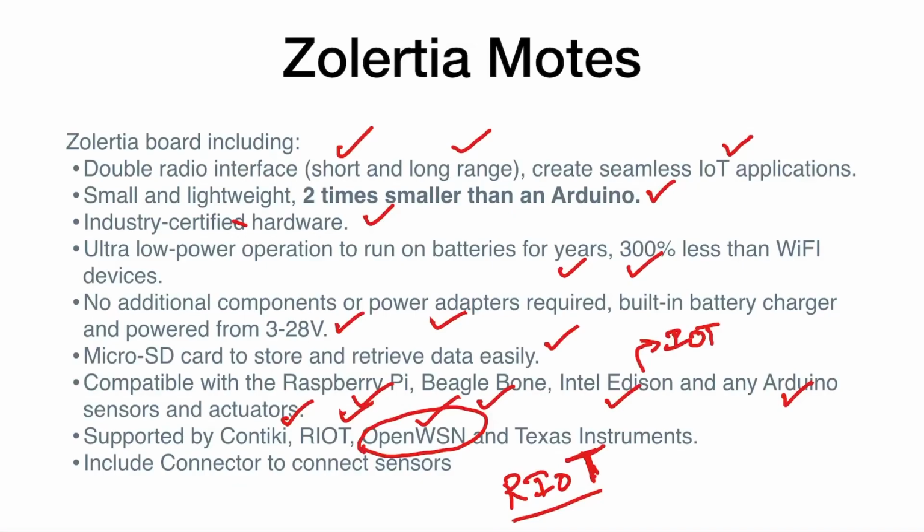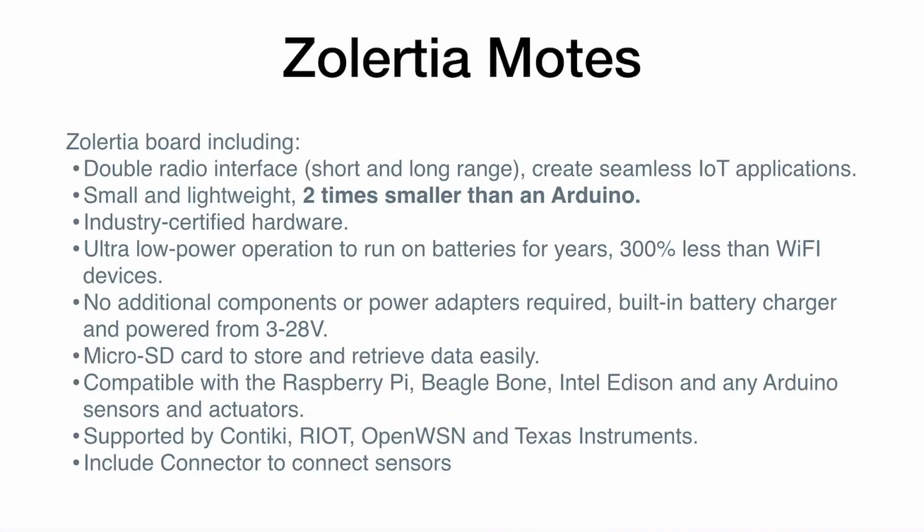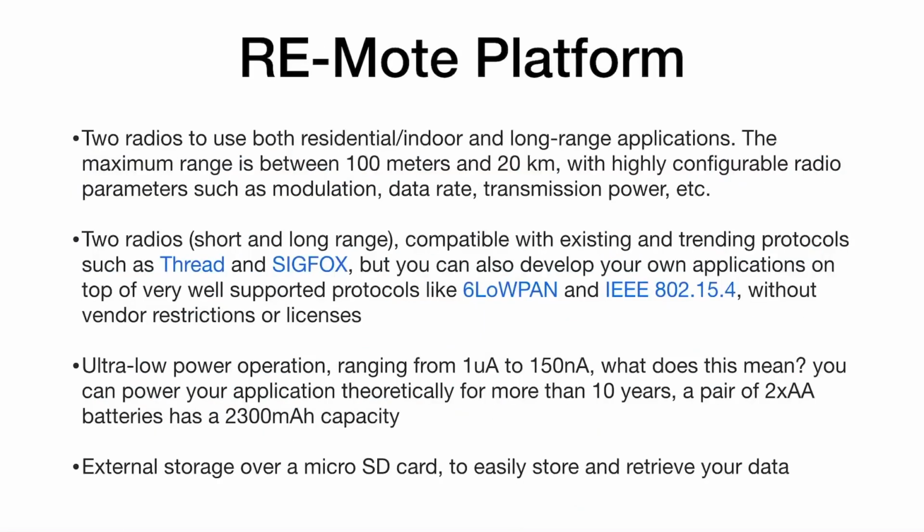It includes connectors to connect various sensors. And the remote platform, that is the Zoul. Two radios are used for both residential, indoor and long range applications. So up to 100 meters as well as up to 20 kilometers. 20 kilometers is a huge range, but it still supports highly configurable radio parameters such as modulation, data rate, transmission power, etc. So this is what this remote is all about.